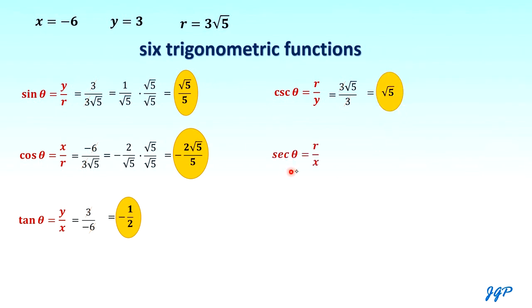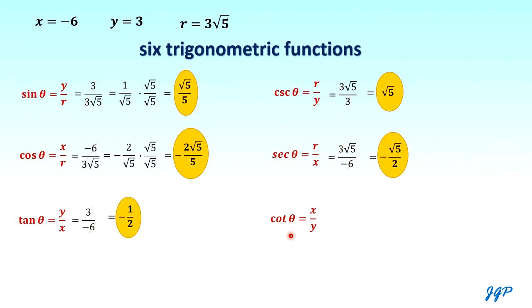For the secant theta, that is equal to r over x. Replace this r by 3 square root of 5 and replace this x by negative 6. So here it is. You have 3 square root of 5 over negative 6. You can also cancel them. They are both divisible by 3. This 3 becomes 1. This negative 6 becomes negative 2. So you have now negative square root of 5 over 2 for the secant theta.